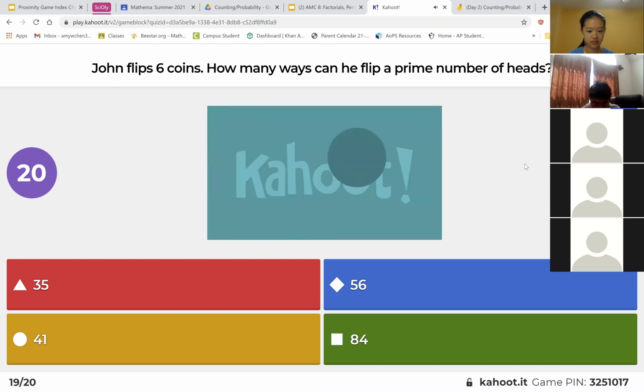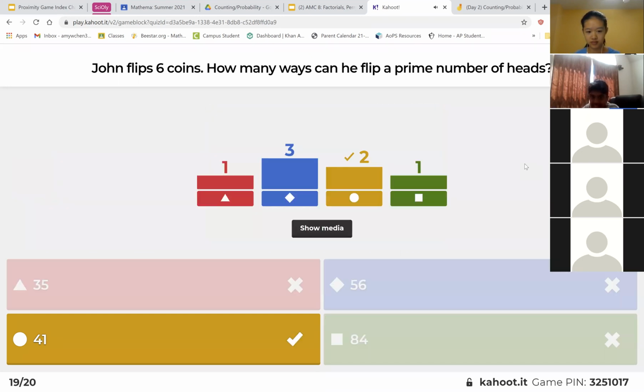Okay, so the reason why it's yellow is, wait, never mind. Okay, I already gave away the answer. So the reason why it's yellow is because of 2, 3, and 5. So it's 6 choose 2 plus 6 choose 3 plus 6 choose 5. Just do that really fast.